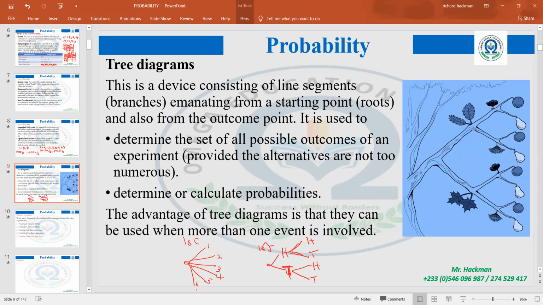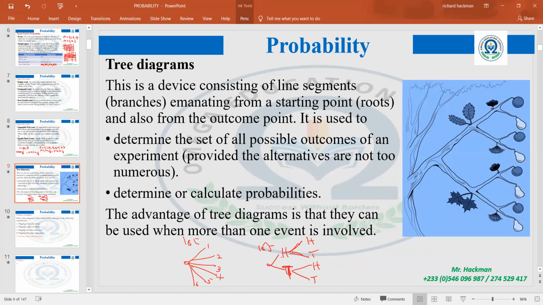All right. So dealing with coins, it is easier to use the tree diagram to get your set of outcomes that will make your sample space. If I have a coin, I know that anytime I go for my first trial, the set of possible outcomes will be head or tail, is that not it?